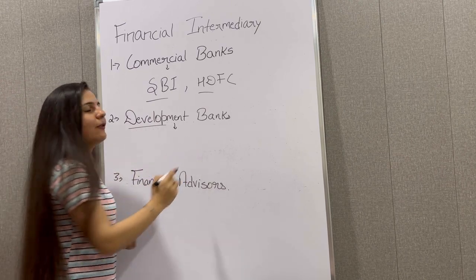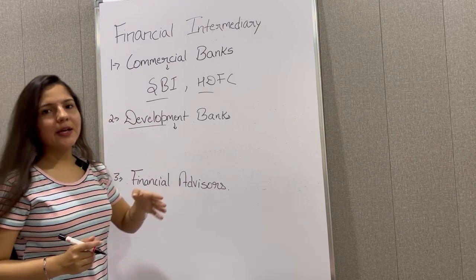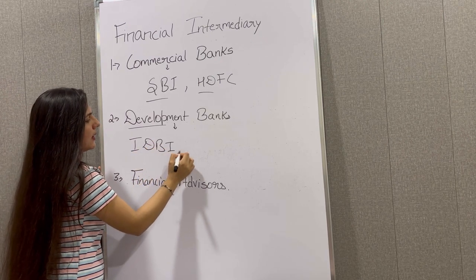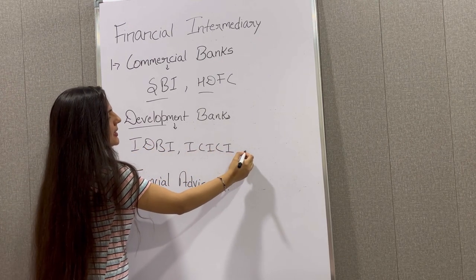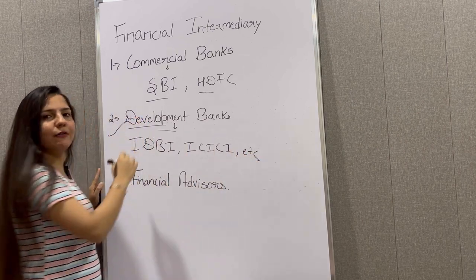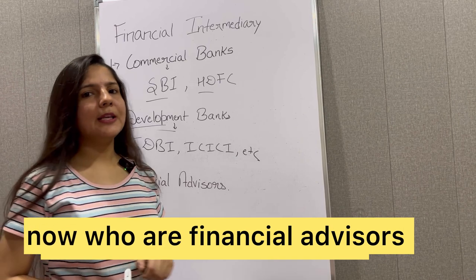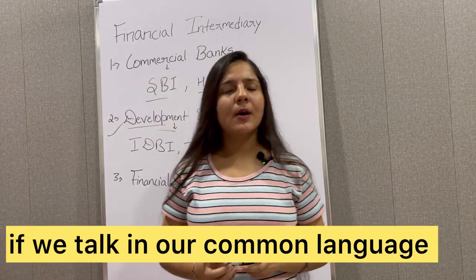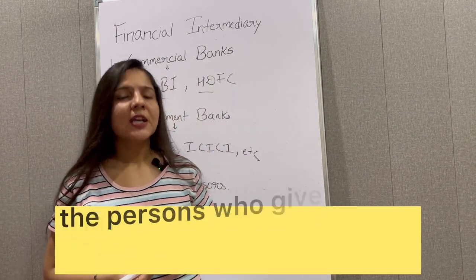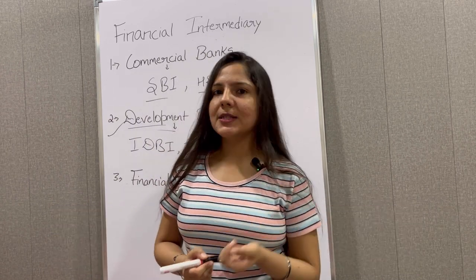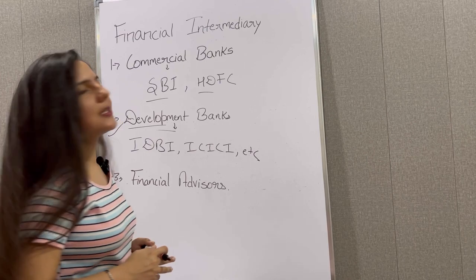Next kind is development banks. These are another kind of banks. This is IDBI, ICICI, these are the banks which are included in development banks. Next are financial advisors. Now, who are financial advisors? If we talk in our common language, we term them as brokers. The persons who give advice related to financial decisions that a person takes and can make his decisions accordingly.